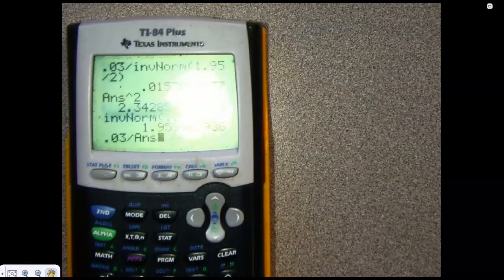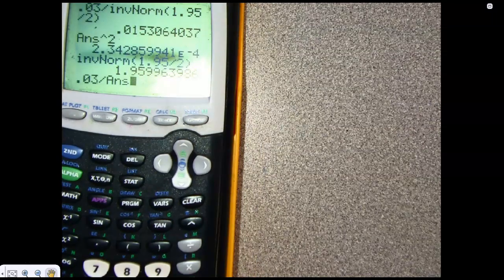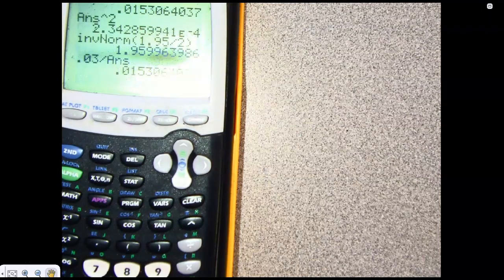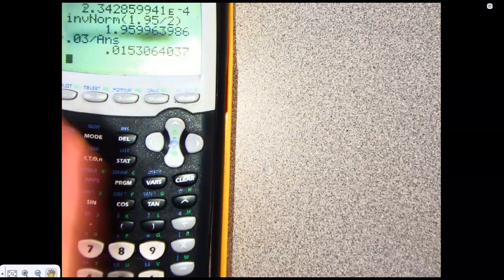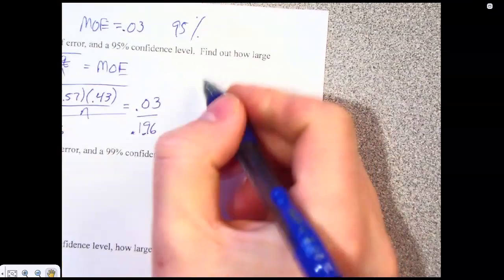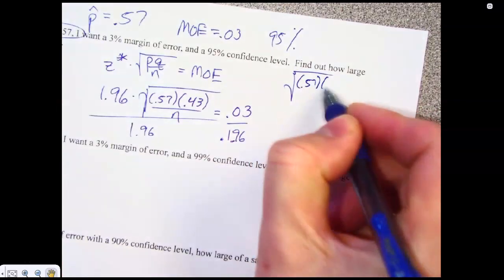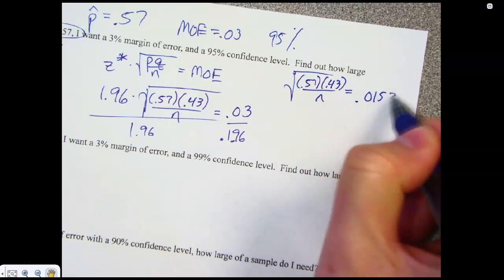Do you guys know about that one? If you hit second and then the negative sign, it says A and S, and it takes your previous answer and slides it in that spot in the full version, not the rounded version. Again, I'm going to write down what that says, but I'm going to work with what's in the calculator, so it's not rounded. So what I've got now is, let's do this other part too: 0.57 times 0.43 over N equals this 0.0153.